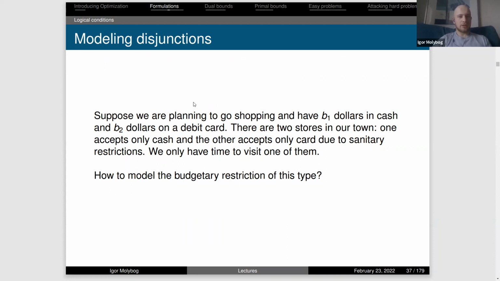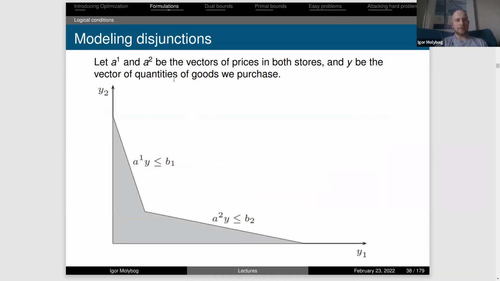Suppose that we are planning to go shopping, and we have $1 in cash and $2 on the debit card. There are two stores in our town. One accepts only cash, and the other one accepts only credit card due to sanitary restrictions. We only have time to visit one of them. How to model the budgetary restrictions of this type?